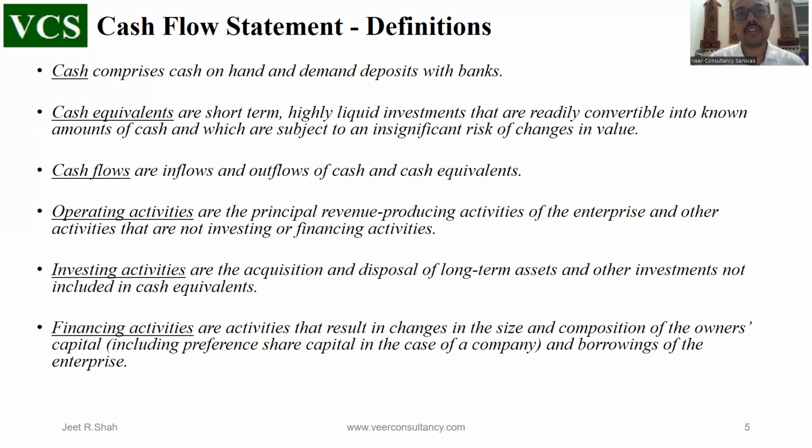Whereas what is a term deposit? They are those deposits where it is time bound. You made an FD of 1 year, 1.5 years, 2 years. All this will come as term deposits. So what is cash for us? It's cash in hand and demand deposits with the bank.